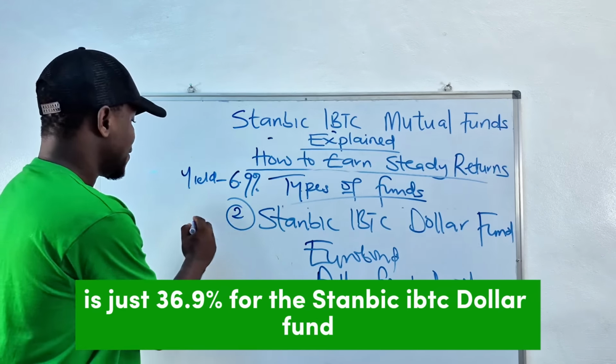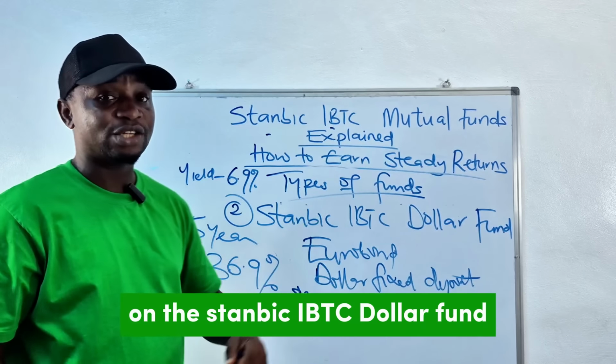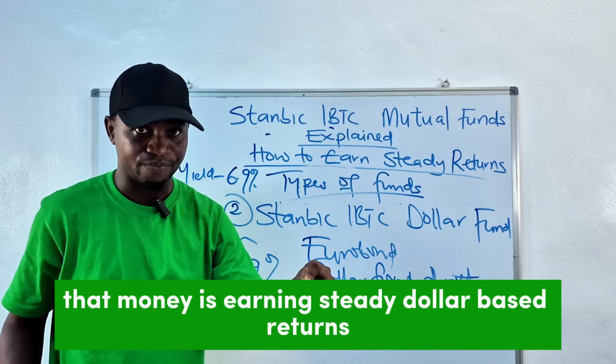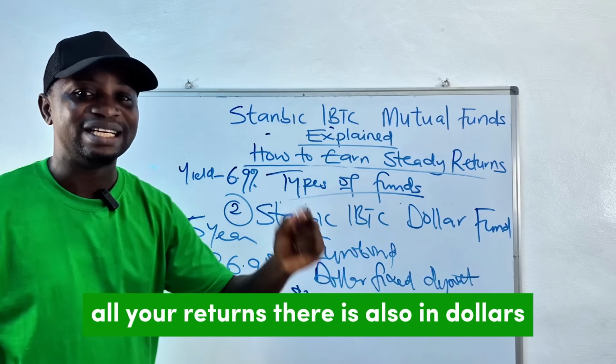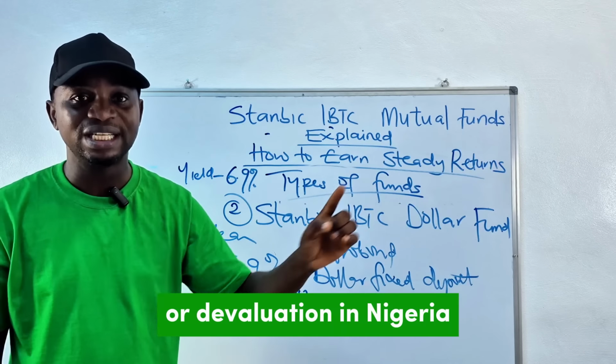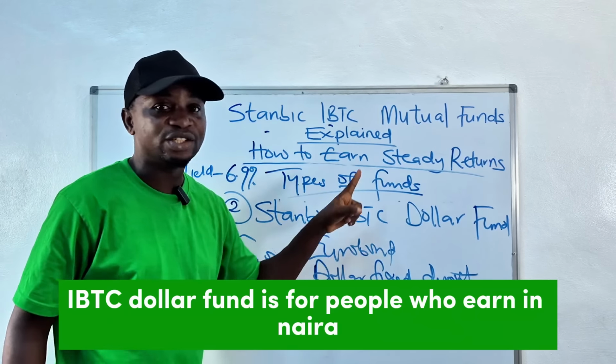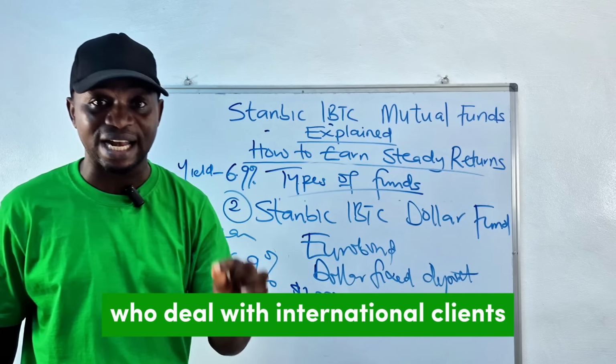So let's say you invest $1,000 here on the Stanbic IBTC Dollar Fund. That money is earning steady dollar-based returns. All your returns here are also in dollars, while protecting your wealth from inflation or devaluation in Nigeria. This fund is for people who earn in naira but want to save in dollars, or for business owners who deal with international clients.